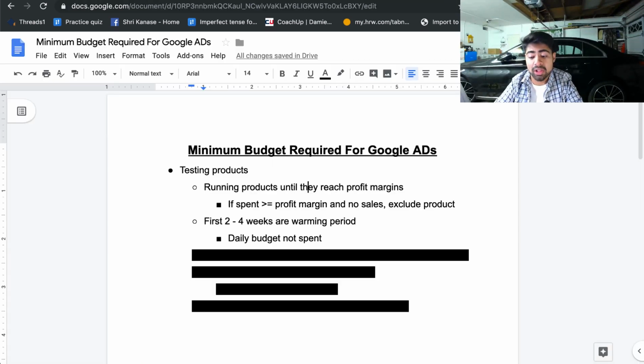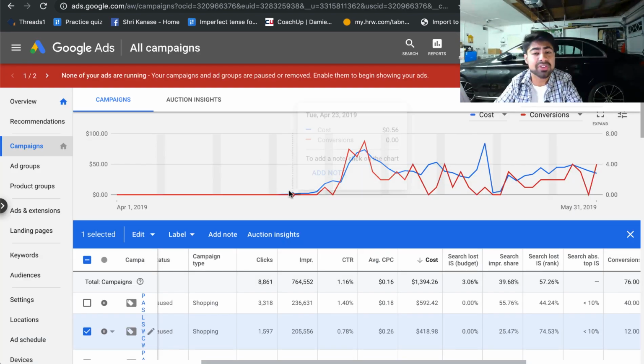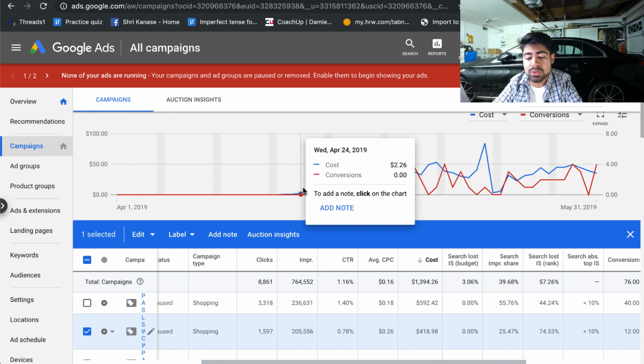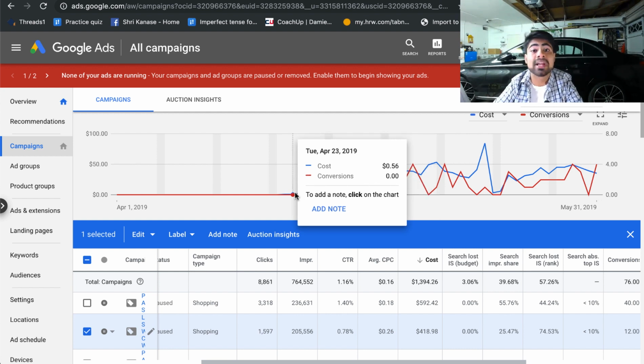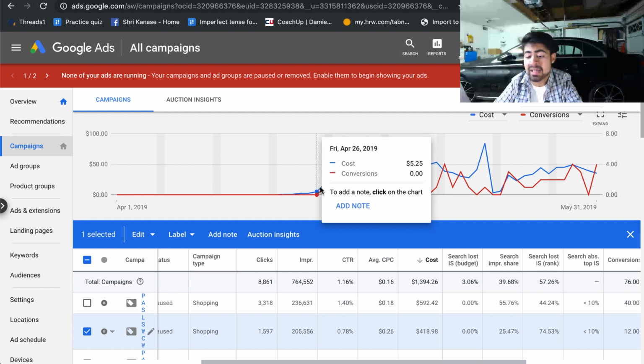So this is exactly the learning period, which I said, which is also known as the warming period. The first 2 to 4 weeks are really just silent. There's no action going on, and it's basically a patience-based game. But what I want to show you guys is after the 2 to 4 week period was like halfway through, so in this case around April 23rd, April 24th and onwards, I started noticing that my spend was going up rapidly. So around April 23rd, my spend was 56 cents, and just 3 days later it was up to $5.